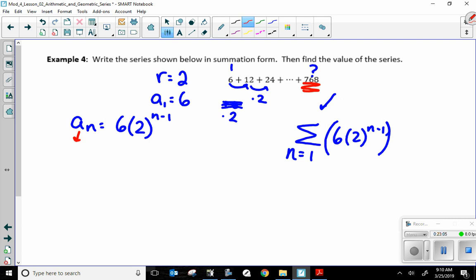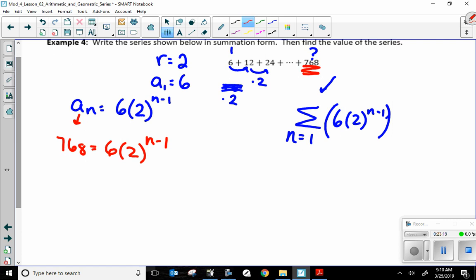If I know 768, I make that equal 6 times 2 to the n minus 1. So n would be the number term that 768 is. The first thing I'm going to do is divide by 6. And I believe that ends up giving me 128. So here's the problem. I can't divide by 2.